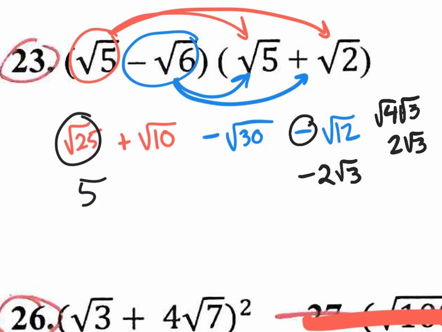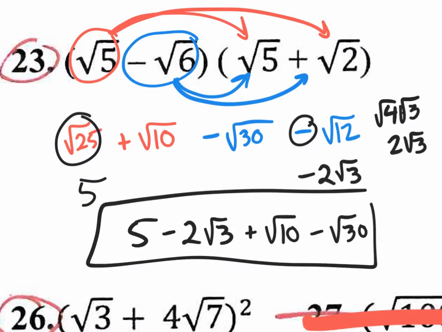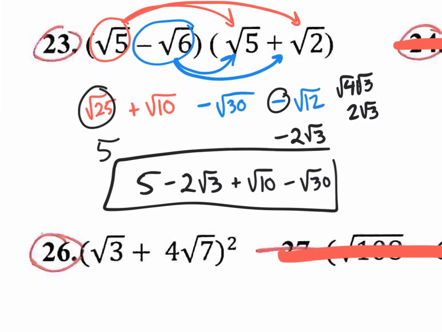Your final answer should be, I think, 5 minus 2 square root of 3 with the plus square root of 10 minus square root of 30. Could you check the back for me? That looked too ugly to be the right answer, but it is the right answer.